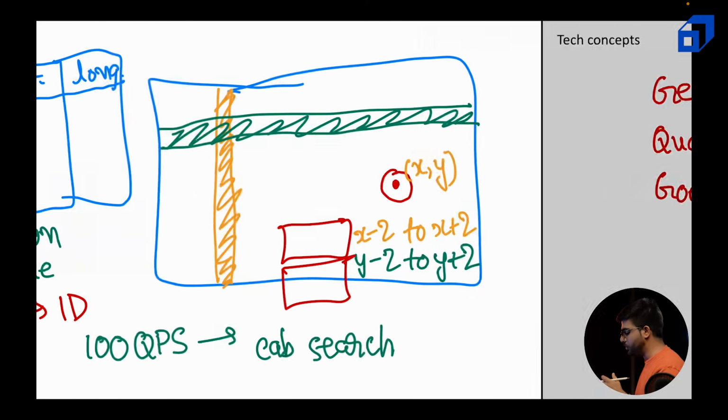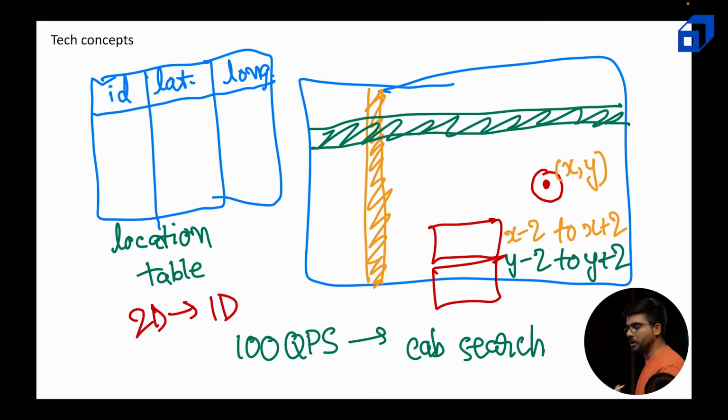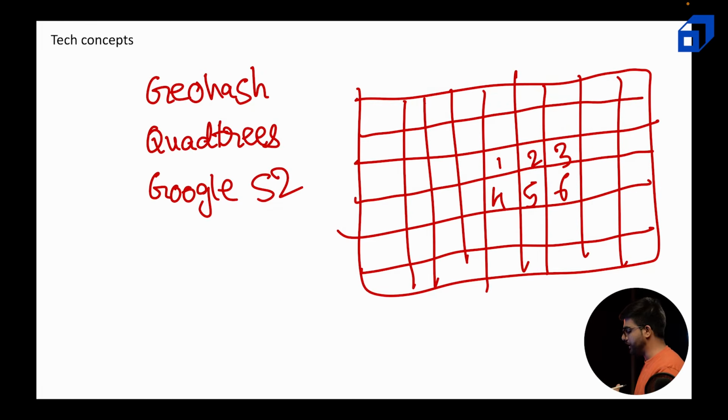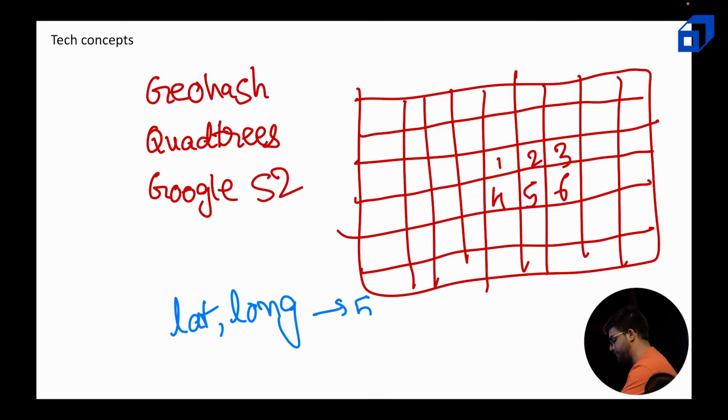So we converted the two-dimensional data, which was causing us an issue during the driver fetch, into one-dimensional data. Now whenever a user is pinging from a particular location, we know the latitude and longitude of the user. Each latitude and longitude is going to be part of some particular chunk. Let's say it's part of chunk 5. Now we ideally want to find the drivers who are in that particular chunk or in the chunks nearby it.